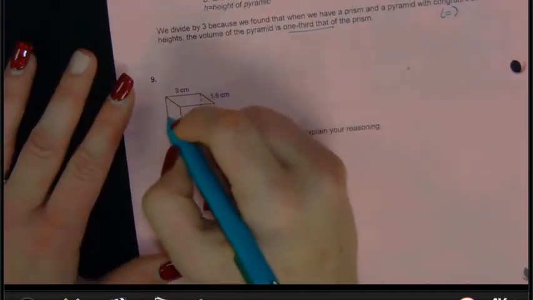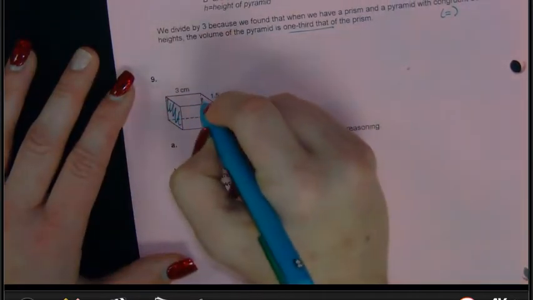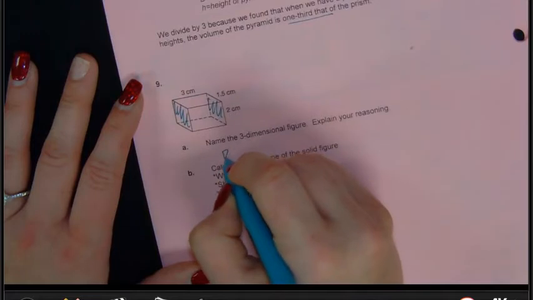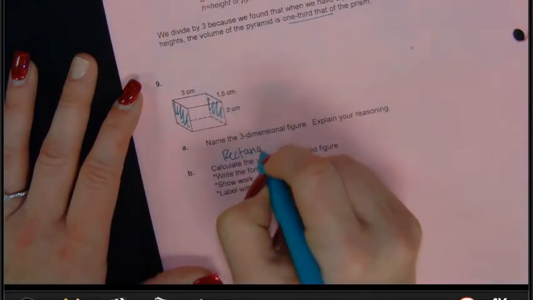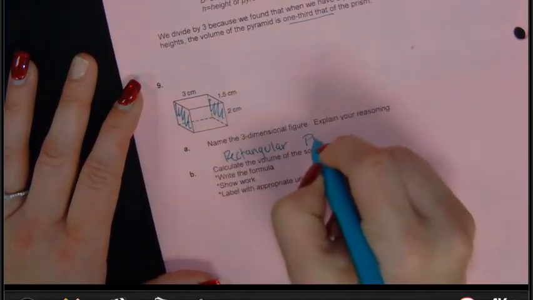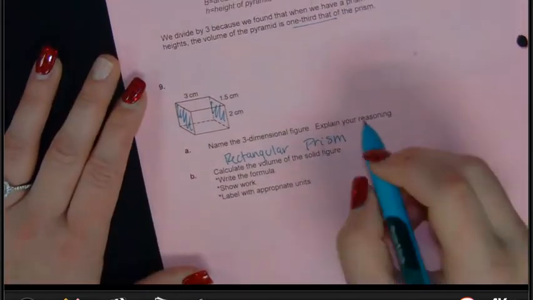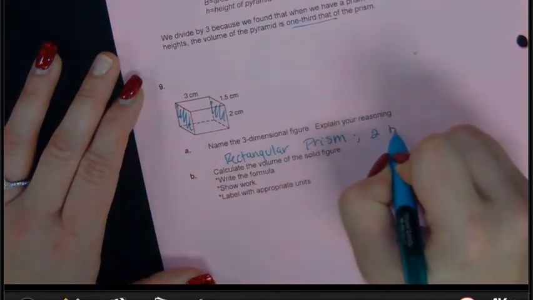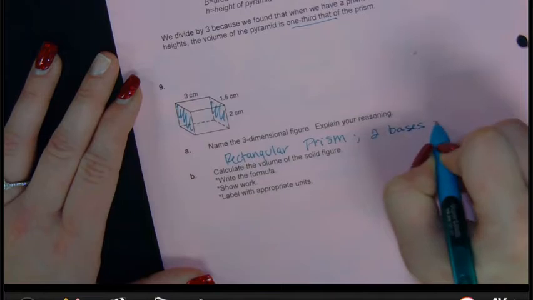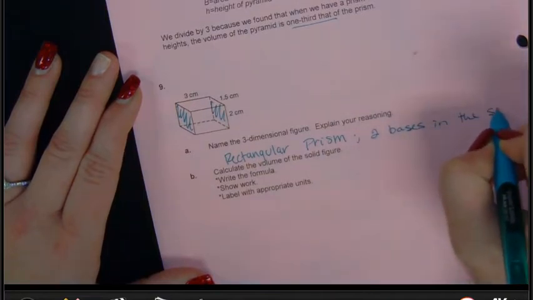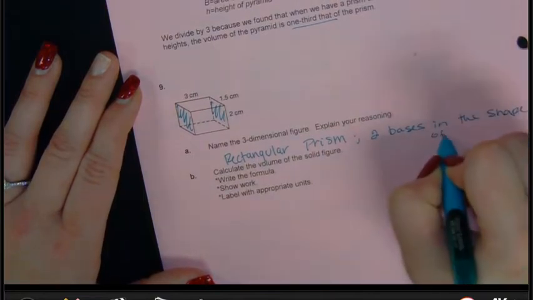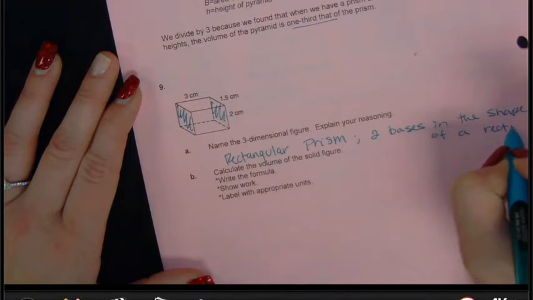All right, number 9. Okay, name this 3-dimensional figure. Well, if I'm looking at this right here, it looks like I have a rectangular prism. Okay, and I just colored in my two bases, and why is because I have two bases in the shape of a rectangle.